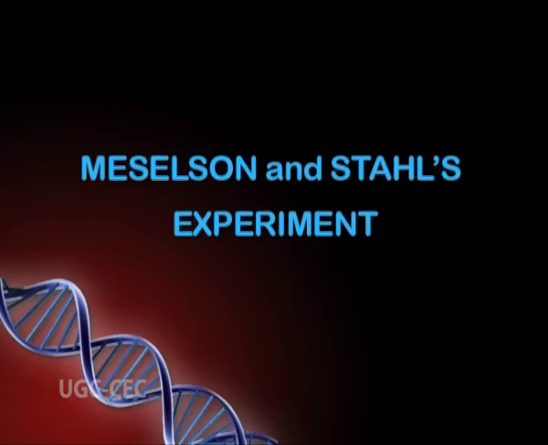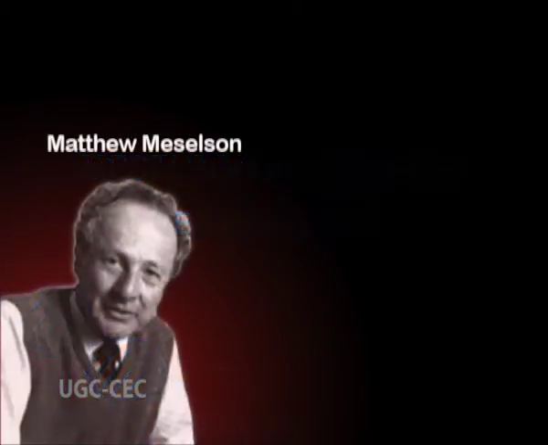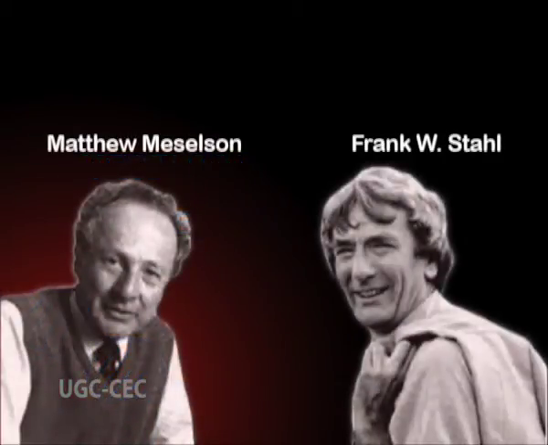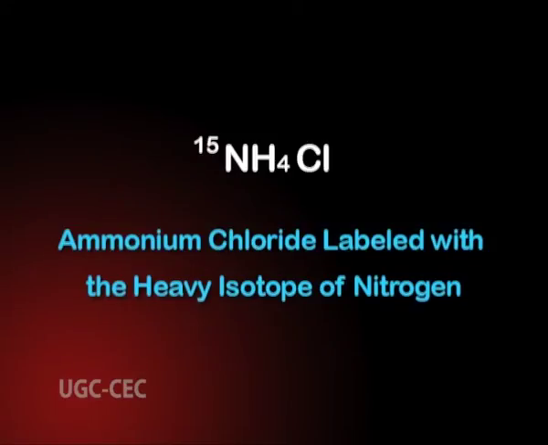Out of these three models, the semi-conservative model was accepted after Matthew Meselson and Frank Stahl performed an experiment in E. coli cells in 1958, as postulated by Watson and Crick. Meselson and Stahl's experiment. The experiment involved growing a culture of Escherichia coli in a medium containing ammonium chloride labeled with a heavy isotope of nitrogen.